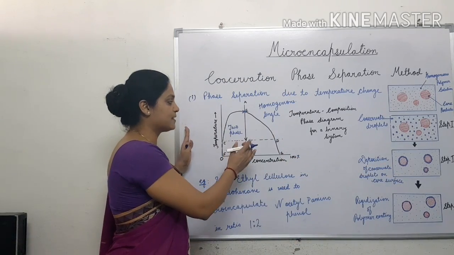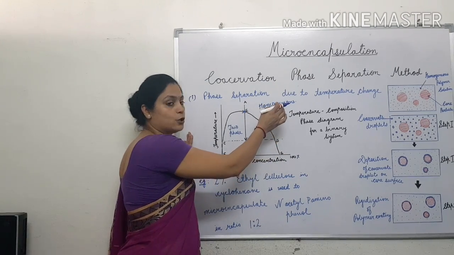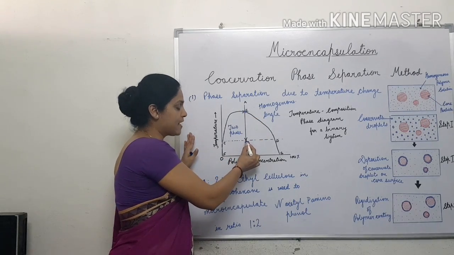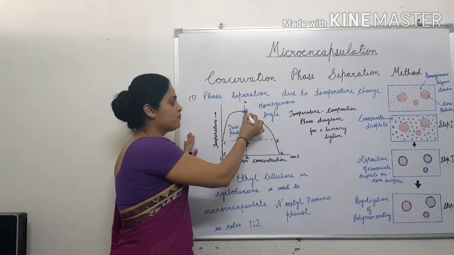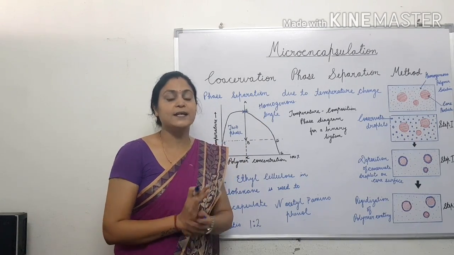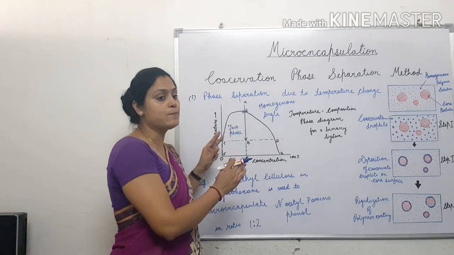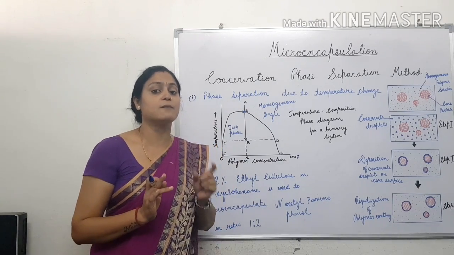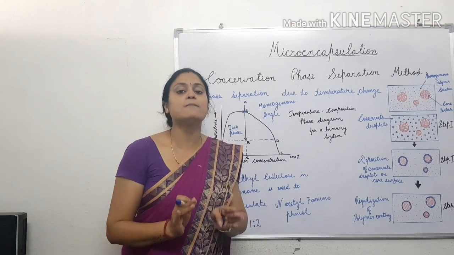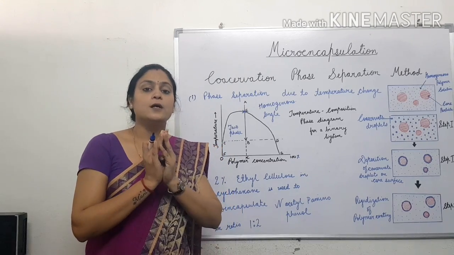If the core is present there, initially the system is homogeneous, with the coating material present in solution form. When the temperature of this system is reduced to point B, this curve is crossed at point E and the coating material separates out, phase separated in the form of liquid droplets. And if the core material is present in the system, under standard conditions, mind it students, there are certain optimum conditions which should be present for the process of microencapsulation to occur.